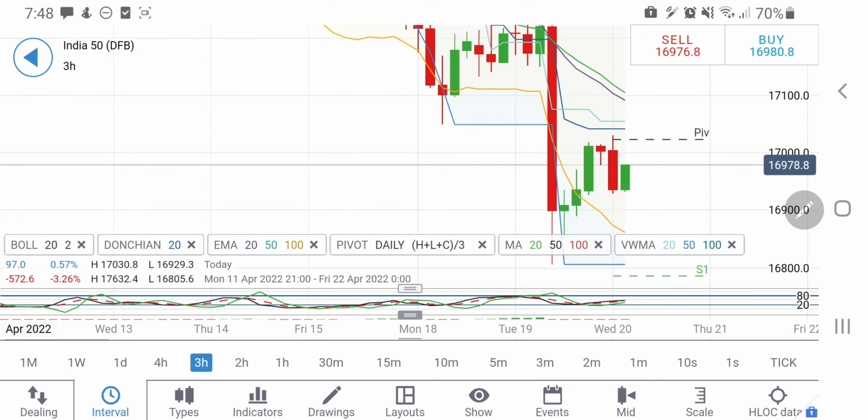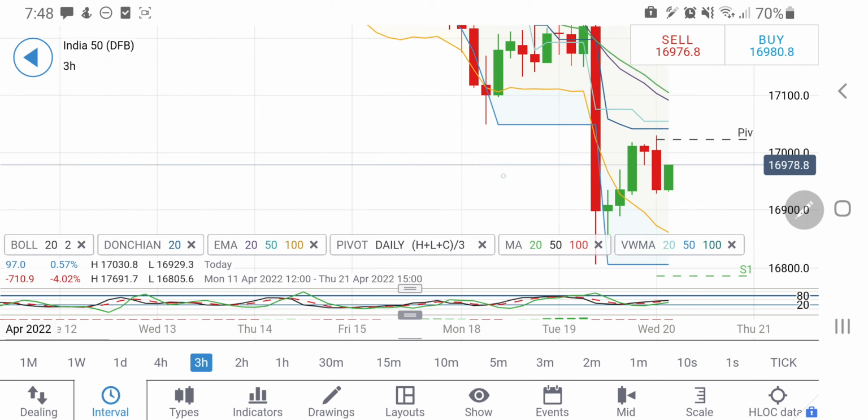See, it has created a support here at around 16,950 levels, despite a break previously and despite it going towards 16,850 levels. Now it has created a base at 16,950 levels, and on the upside there is a resistance at around 17,050. So I will not recommend you take a position between 17,050 and 16,950 levels.